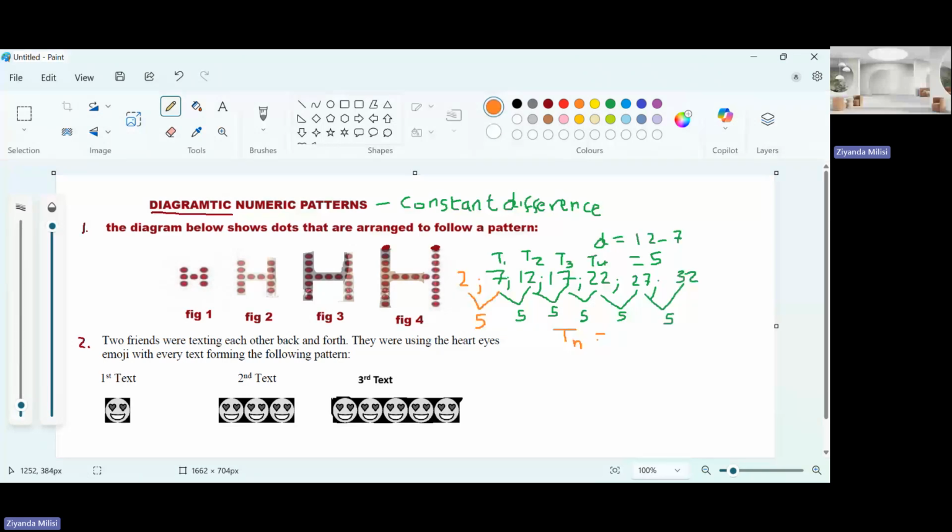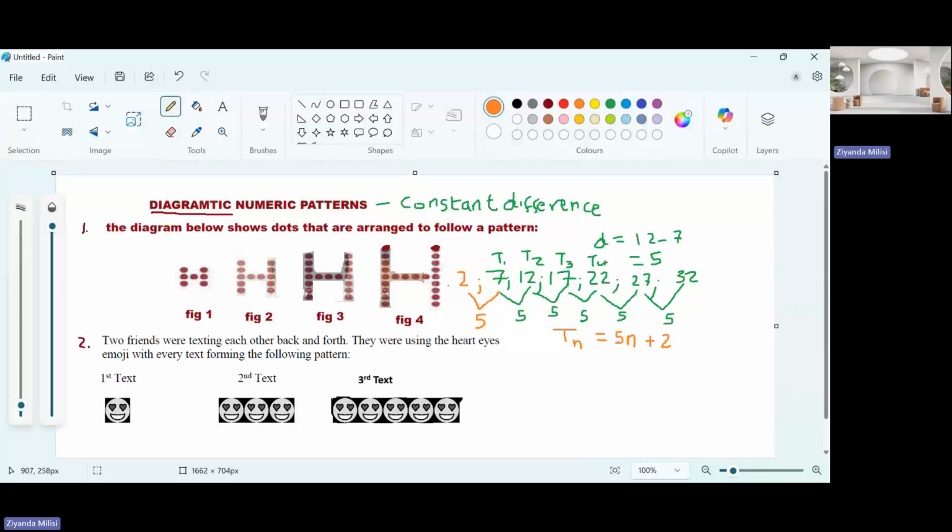Now you can calculate the number of dots maybe on figure 50, 100 or figure 20. Let's try it for figure 15. How many dots is figure 15 going to have? The question might also say, draw figure 5. What will the diagram look like? Let's calculate how many dots will be found in figure 50. We need Tn, the value of figure 50. How many dots will be there?